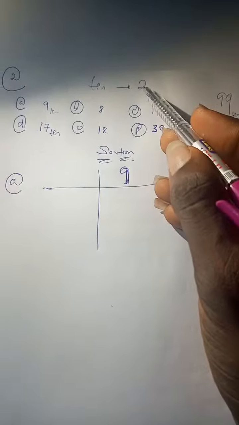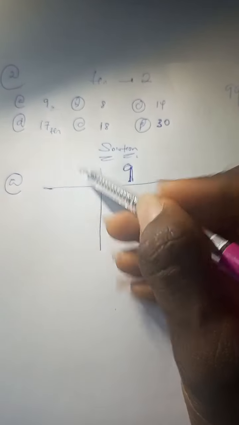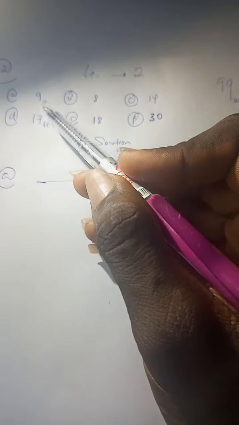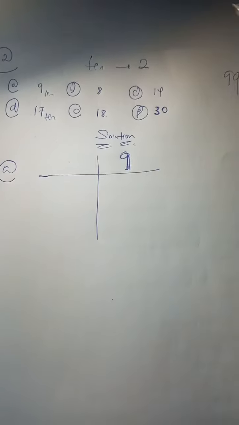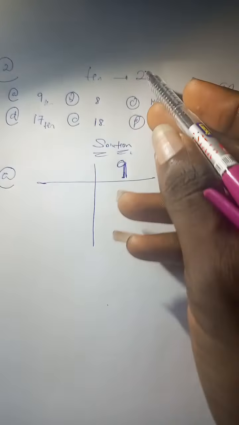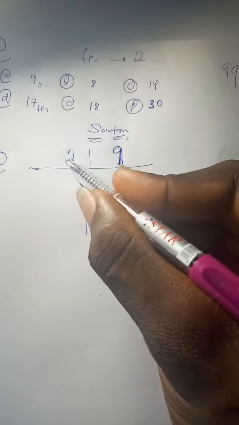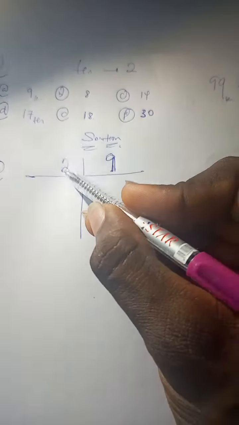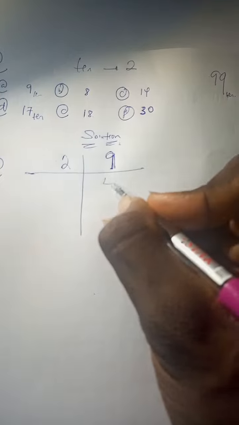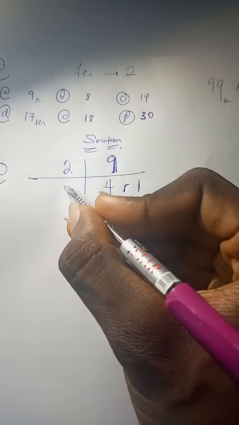If I'm converting into base 5, you write 5 here. Yes, I can convert 9 in base 10 to base 5, it's possible. But I want to convert this back to base 2. So what will I have? You just go ahead and say, okay, how many 2 can you see in 9? That is 4. Put the remainder 1. You go again by the division.